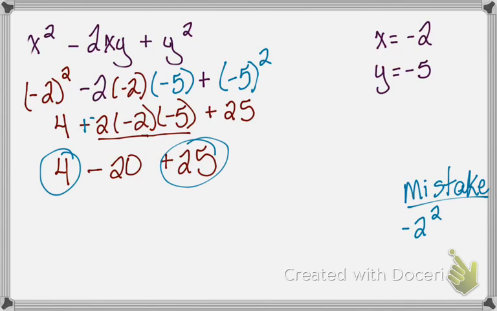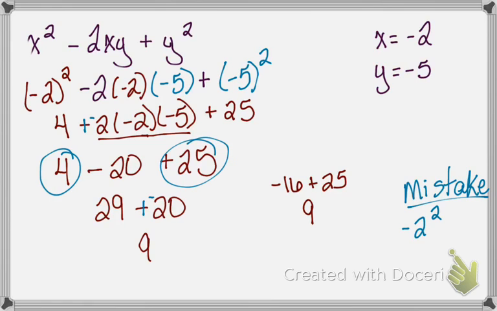Okay? So then I have 29 minus 20. And we might look at that a little clearer, because it's 29 minus 20. What's 29 minus 20? 9. That's the same as plus negative 20. Now, if I had done 4 minus 20, I would have gotten negative 16. 4 minus 20 is negative 16 plus 25. So I still would have gotten 9 regardless of which way I had done it. Okay?